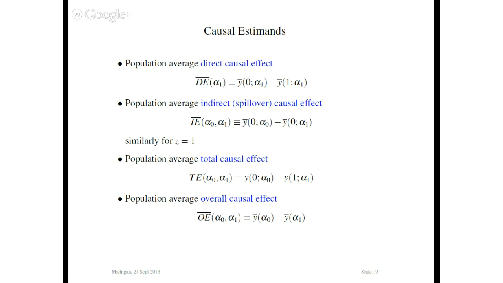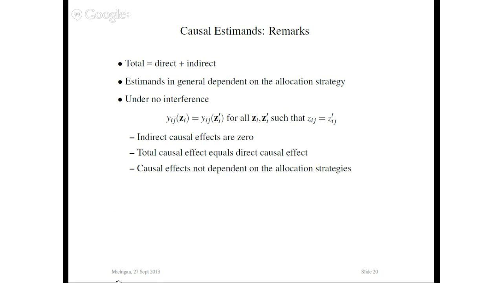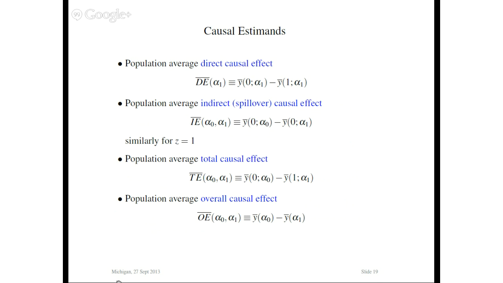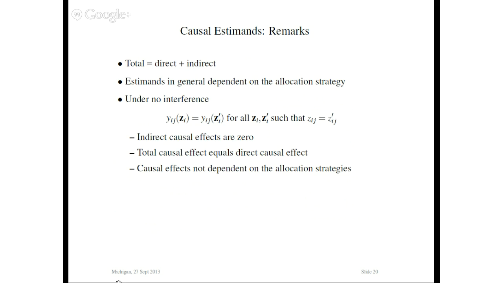You could define an indirect effect similarly for treated individuals, but just for simplicity, we'll only define this spillover indirect effect in untreated individuals. The total effect is the sum of the indirect and the direct, which is another way of writing that is the average outcome if you don't receive treatment and the group got alpha naught, versus you do receive treatment and your group got alpha 1. And then the overall causal effect is just a difference in those marginal population average potential outcomes. So the direct plus the indirect is the total, so you have this nice decomposition of the total effect into these two parts. This is different than classic causal inference because now you've got your causal estimands defined depending on the allocation strategy, which would not be the case if there was no interference.